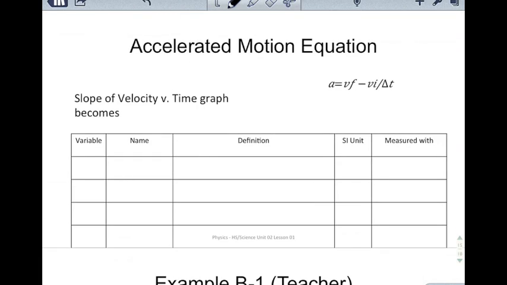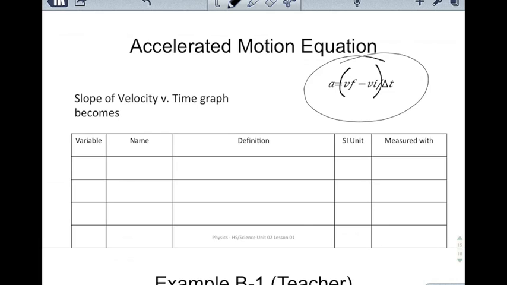So we get to the acceleration equation, and the acceleration equation is this one right here. It's a equals vf minus vi over t. It is very important that you realize, if you're doing this in a calculator, that you actually have to subtract these first. The parentheses are not on the formula chart, but it's something you need to know to do. You have to subtract both of those first and then divide by the time.